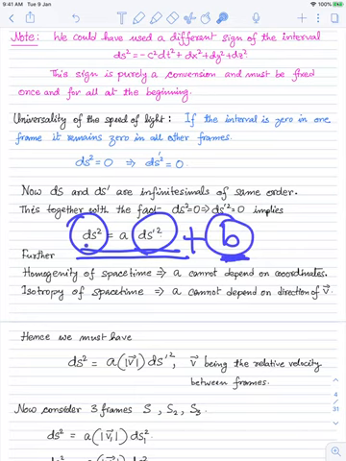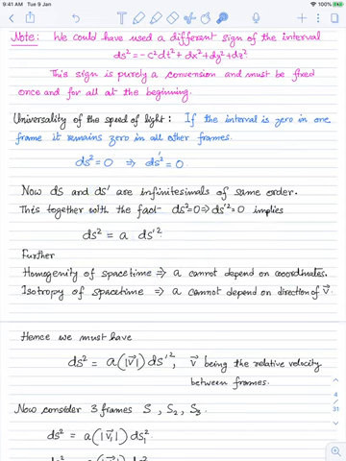But if ds prime squared is 0, then we know that ds squared must be 0. So this b must be equal to 0. This constant cannot appear in this relation. And because they are infinitesimals of the same order, they must be proportional to each other with proportionality constant a. What I mean by this is very simple: if I say that ds squared is some function of ds prime squared, then because this is infinitesimal, I can expand it in a Taylor series. Of course, this is a second order differential.